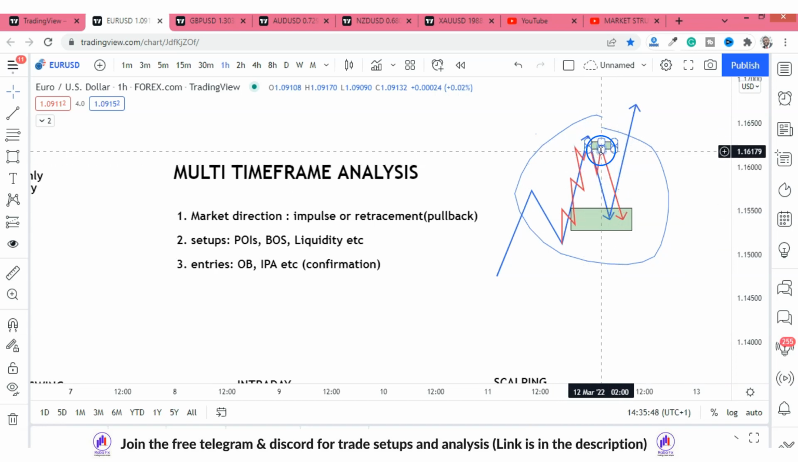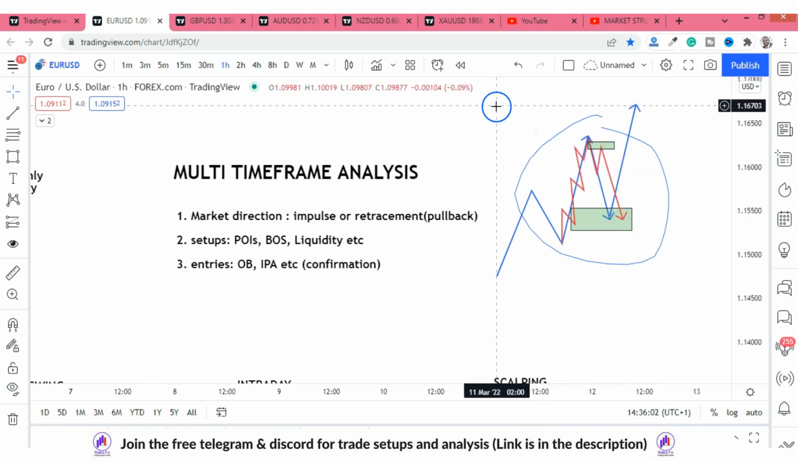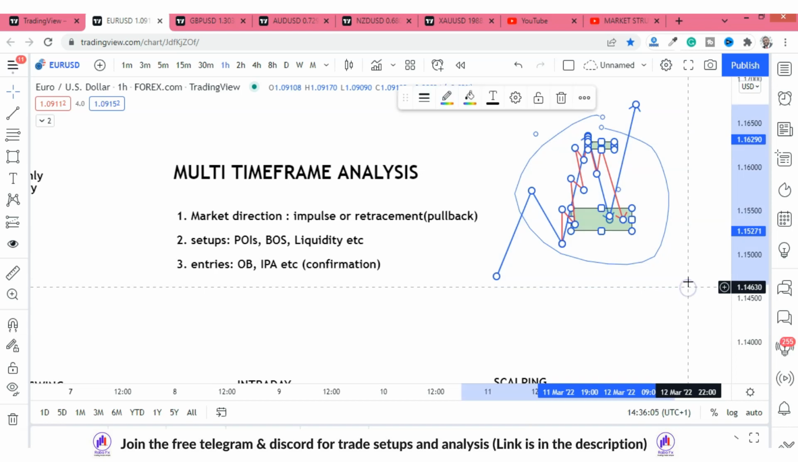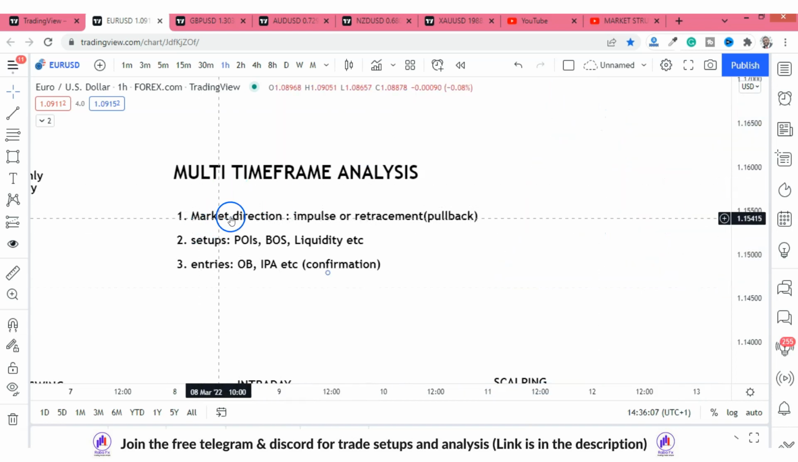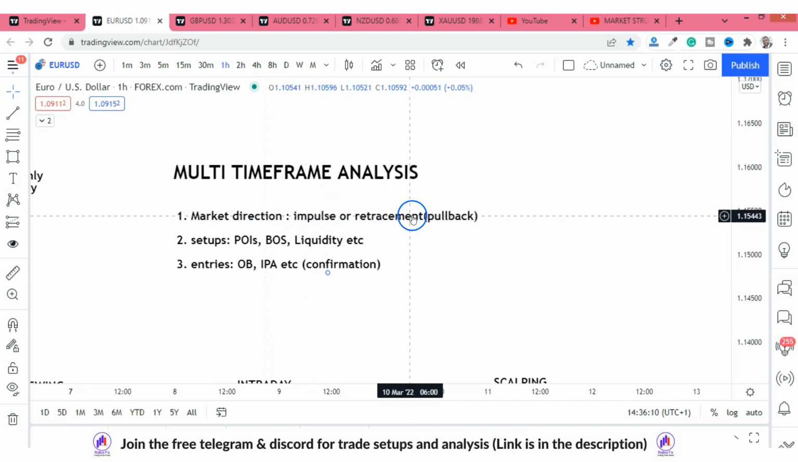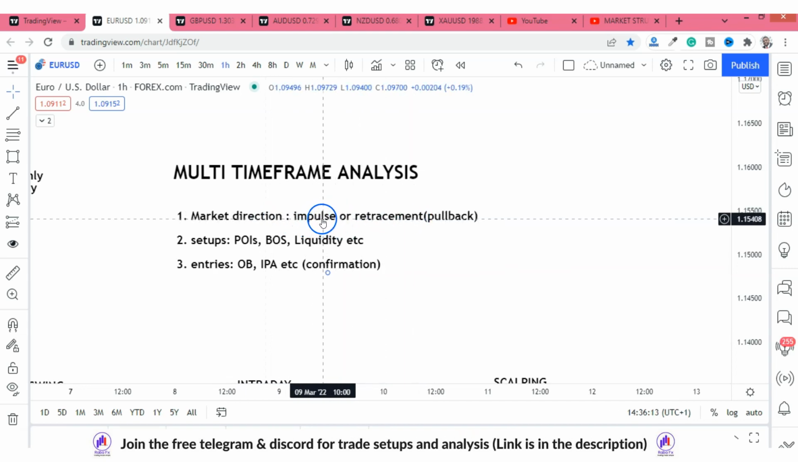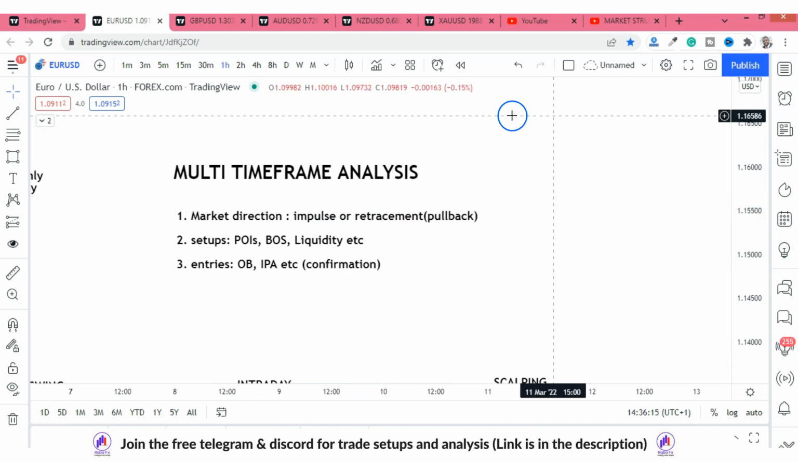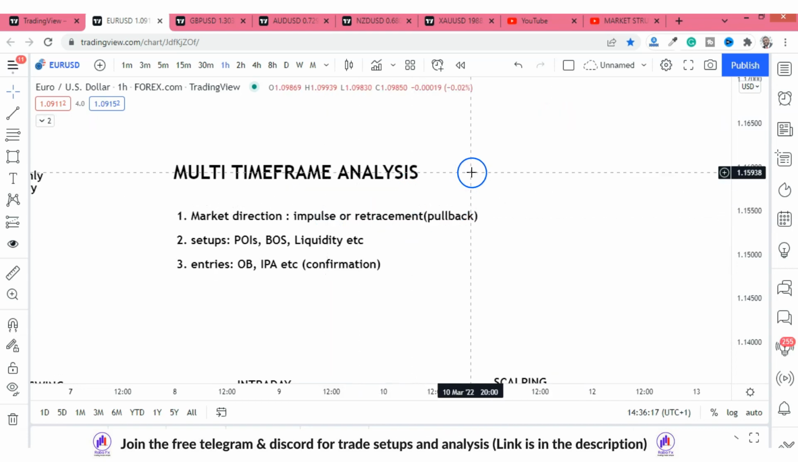This is a high probability trade, because you know that the monthly is heading lower. Definitely this daily should also be heading lower, so therefore you look for a sell opportunity here to take the price low. Okay, so we are going to be looking at the market direction, the directional bias. Is it an impulse leg or a retracement? It doesn't matter. If it's an impulse, we look to trade that way. If it's a retracement, we look to trade that way.